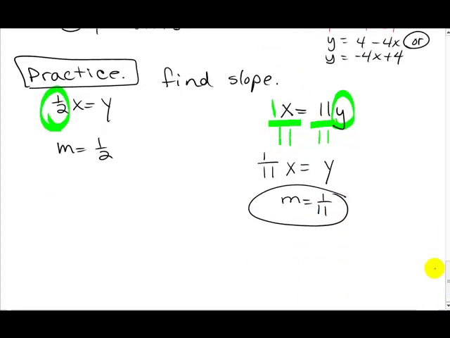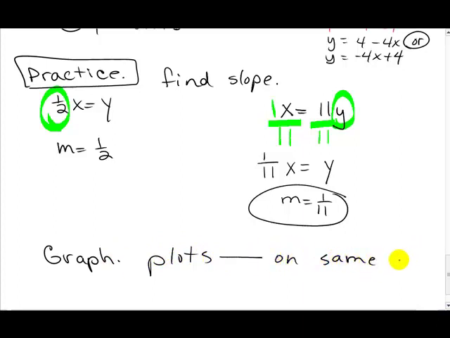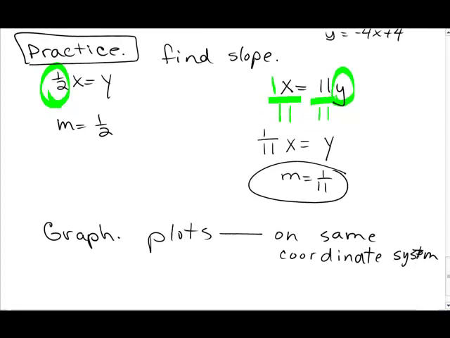Okay, so how'd you do with that? I hope you did okay. Okay, I want us to graph some more. So go ahead and get some paper ready. And we're going to graph 2 sets of plots on the same coordinate system so we can see what happens. Okay, so go ahead and get your paper ready for that. Put some coordinate systems on it.